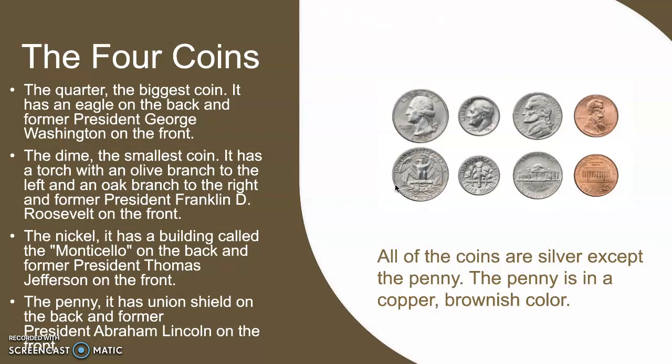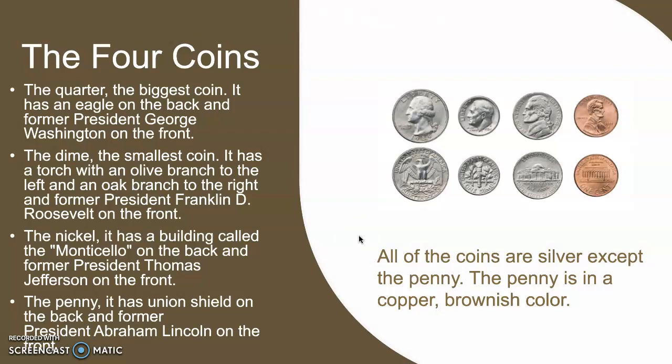The nickel, which is right next to the dime, has a building called the Monticello on the back and former President Thomas Jefferson on the front. And then there's the penny. It has a Union shield on the back and former President Abraham Lincoln on the front. So there are 4 coins, and these are the 4 coins. And all of the coins are silver except for the penny. The penny is a copper brownish color.